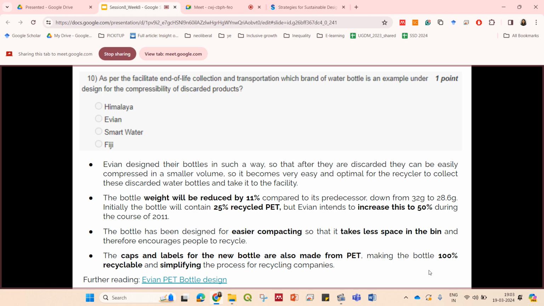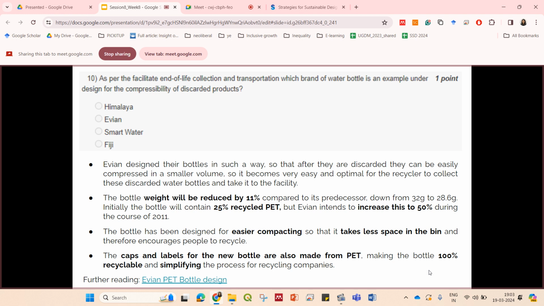So this is essentially talking about the Evian's bottle design. Evian designed their bottles in such a way that after the bottles are discarded, they can be easily compressed into a smaller volume. So it is easier and optimal for the recycler to collect the discarded water bottles and take them to the facility where they are recycled.